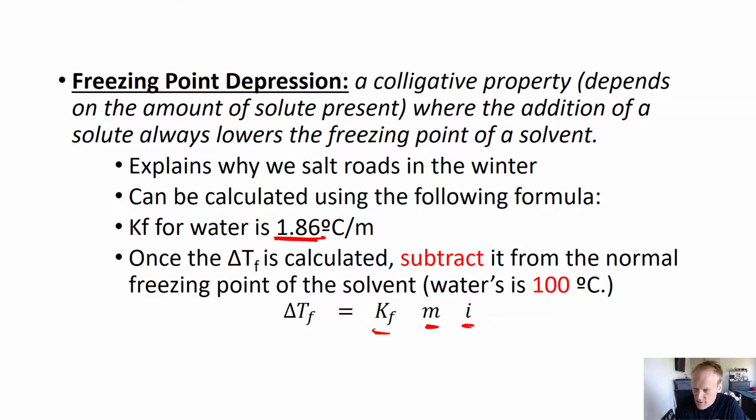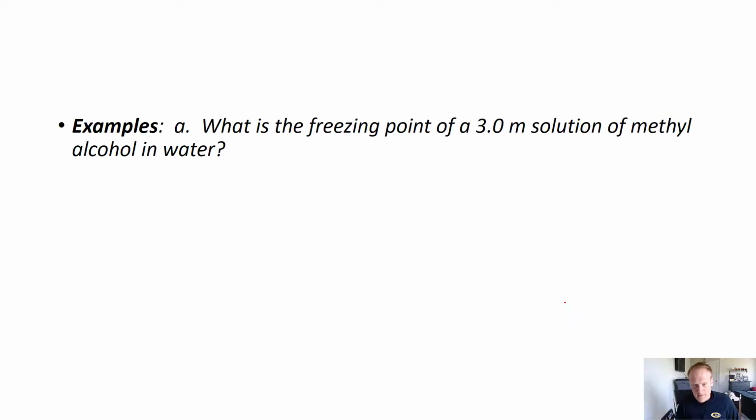In this case, though, oh, there's a mistake on this slide. The freezing point of water is 0 degrees Celsius. I can't believe that's there. Okay. Once we find how much the freezing point will be depressed, we need to subtract it from 0, meaning that freezing point depression will always be a negative number. Let me show you what I mean.